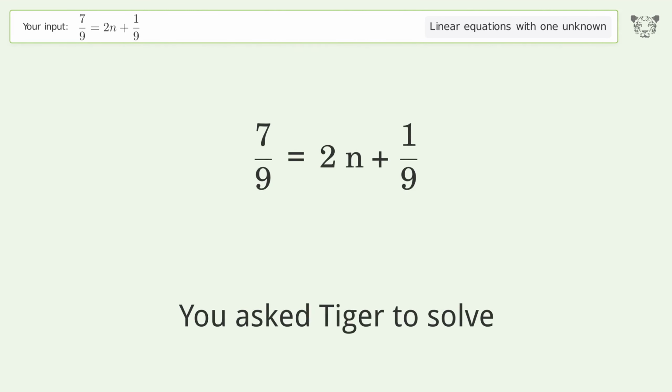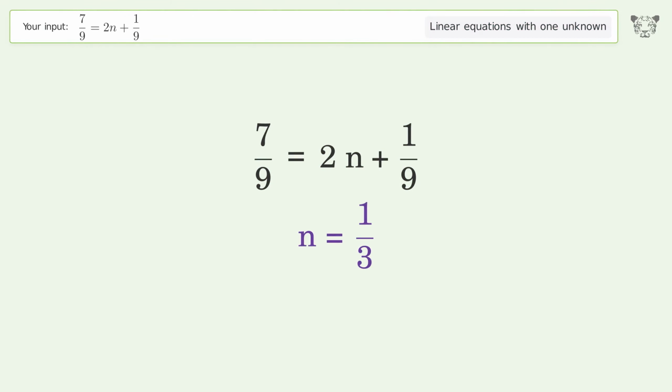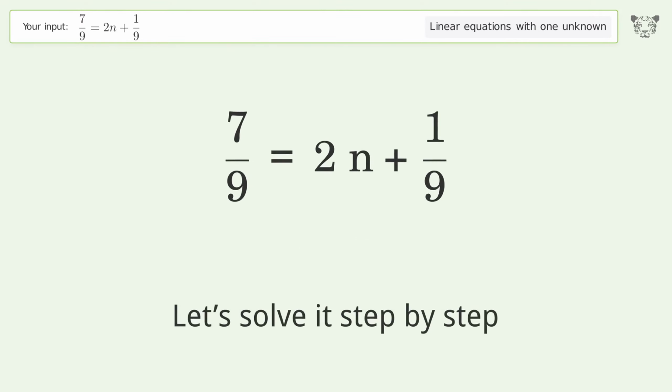You ask Tiger to solve this. It deals with linear equations with one unknown. The final result is n equals 1/3. Let's solve it step by step.